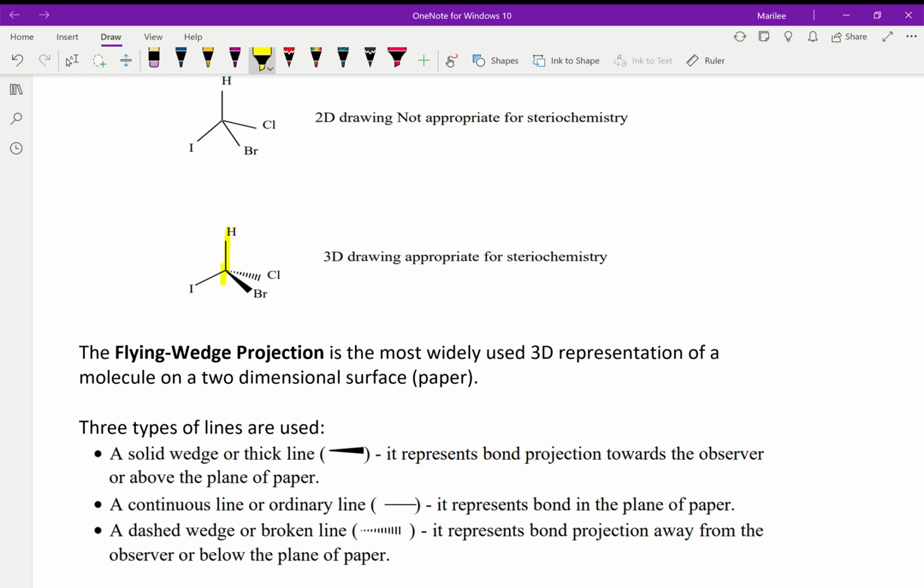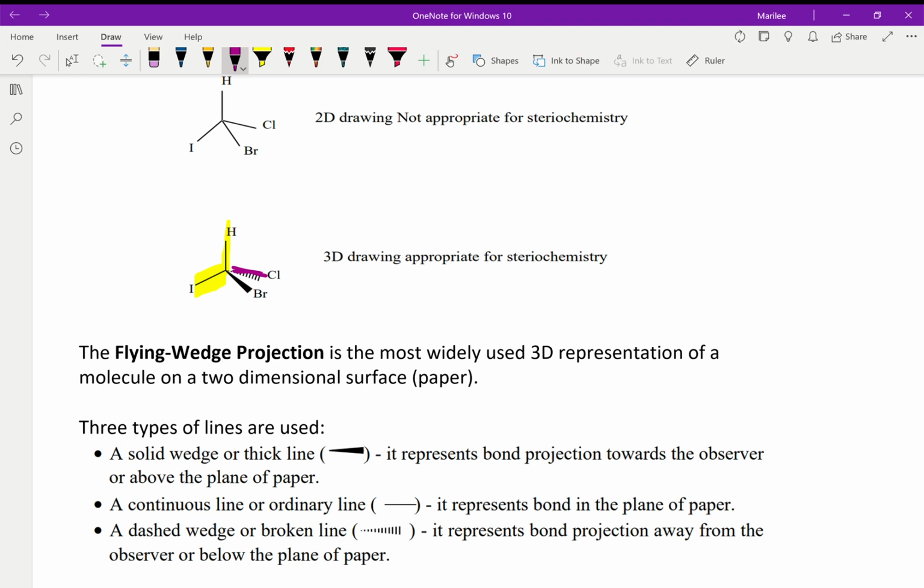Sorry, this one and here. Those two are in the plane of the paper, and then we have our dashed broken line that's going away from the paper, and that's the carbon bonded to the chlorine right here. And then we have our solid thick line that gradually gets bigger. That is coming towards us, so it's coming out of the paper.